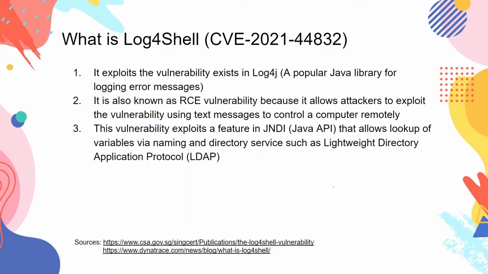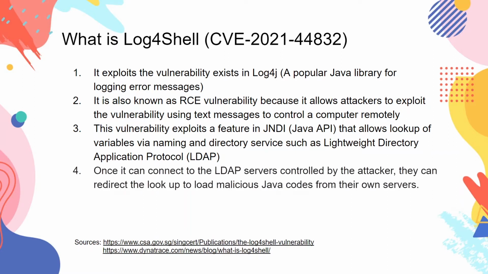So how this exploitation works is that it exploits a feature in JNDI, a Java API that allows lookup of a variable via naming and directory services such as LDAP. Once it can connect to the LDAP server, this LDAP server can be controlled by anyone, right? So in this case, the attacker can control the LDAP server, and they can redirect the lookup to load malicious Java code from their own servers.